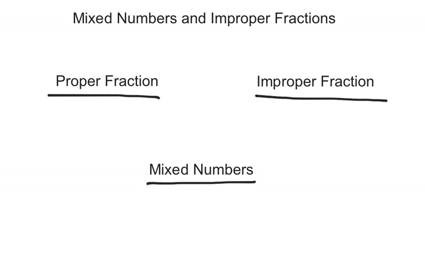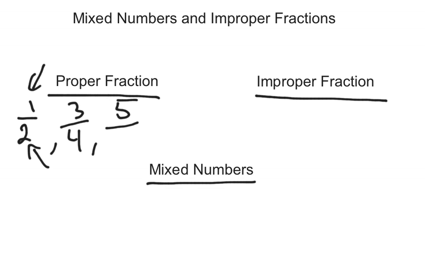Proper fractions are what you're used to seeing, all right? Things like 1/2. It's proper because the numerator, the 1, is smaller than the denominator, the 2. That's why it's called proper, because that's what fractions are supposed to be. So anything where the numerator is smaller, like 3/4 or 5/7, is called a proper fraction. Anytime the numerator is smaller than the denominator, that's the way fractions are supposed to be.